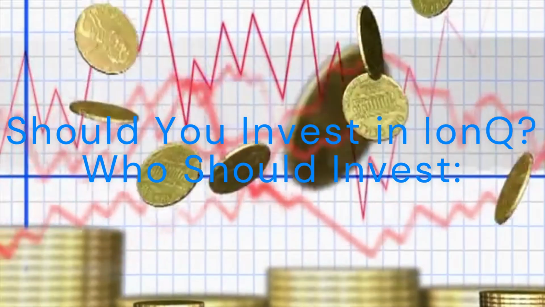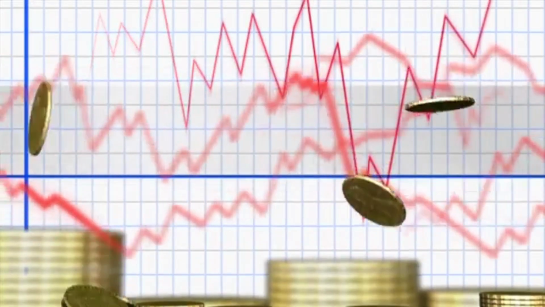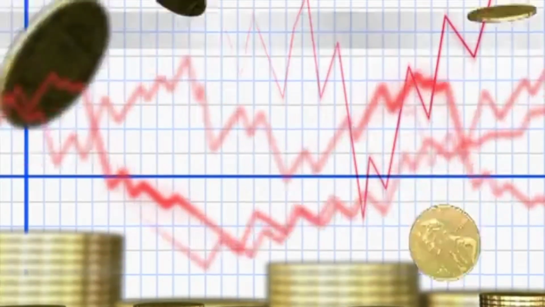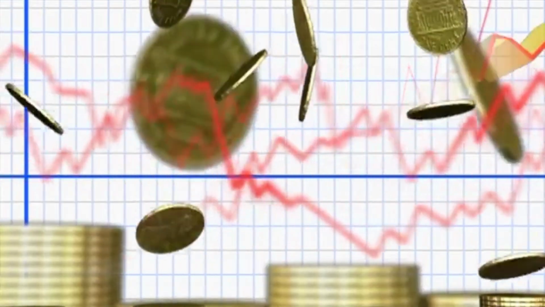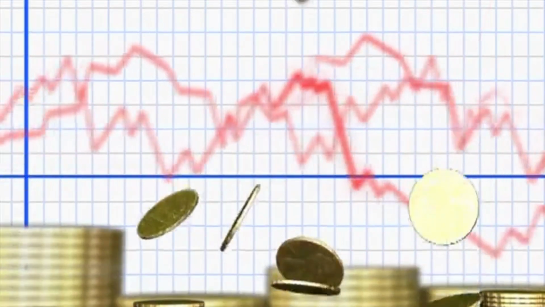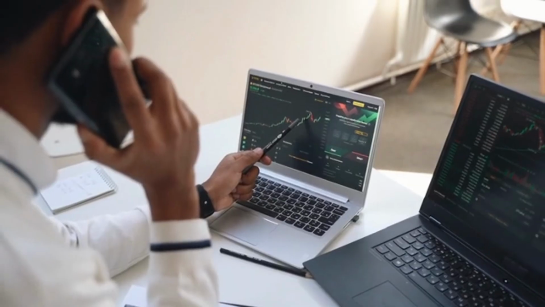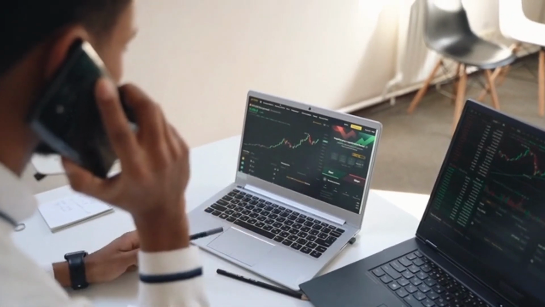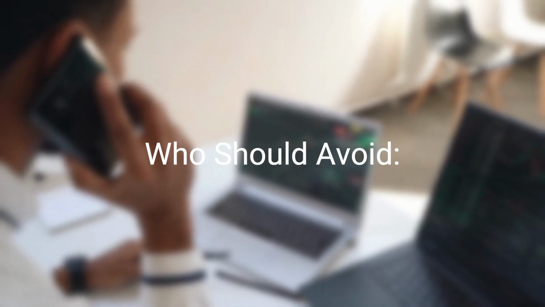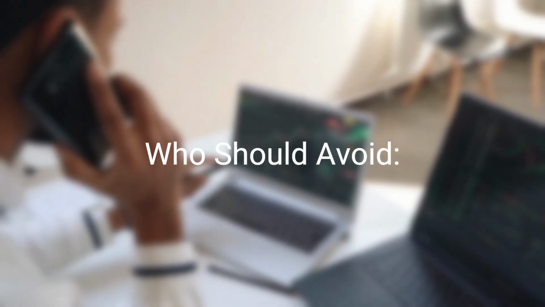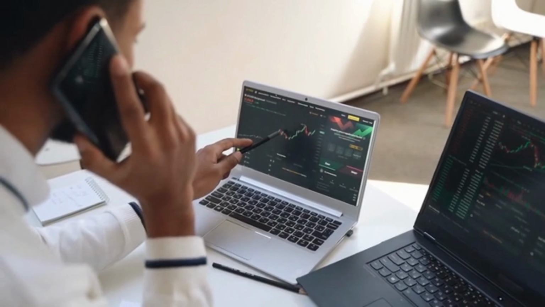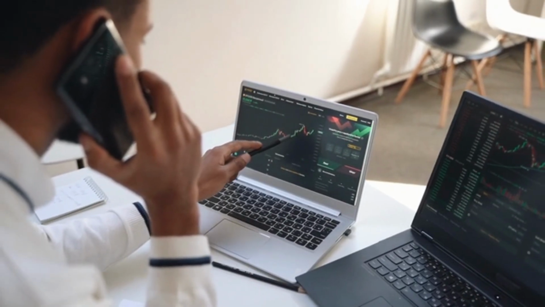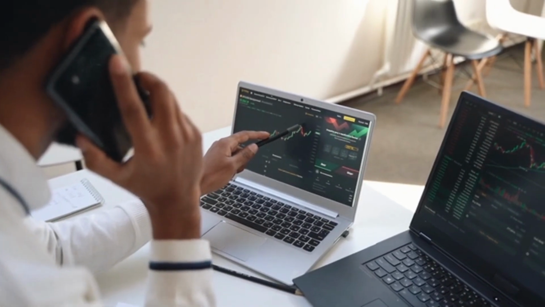Who should invest? Risk-tolerant investors who believe in the long-term potential of quantum computing and can stomach short-term volatility. Those who want exposure to a speculative, high-growth industry but are willing to wait years for potential returns. Who should avoid? Conservative investors or those with a low risk tolerance. Investors who need short-term returns or are uncomfortable with speculative bets.